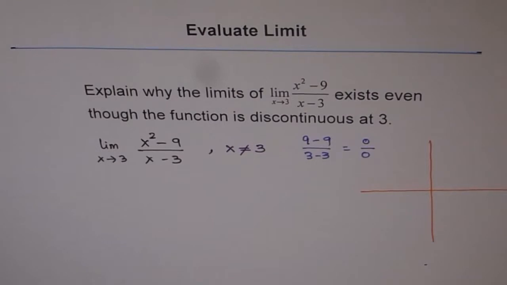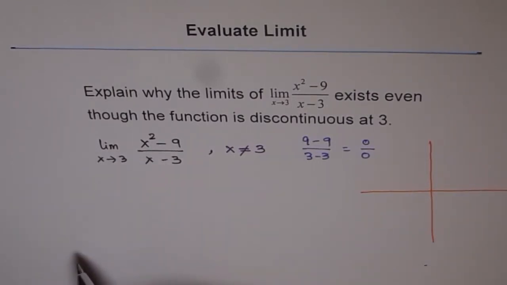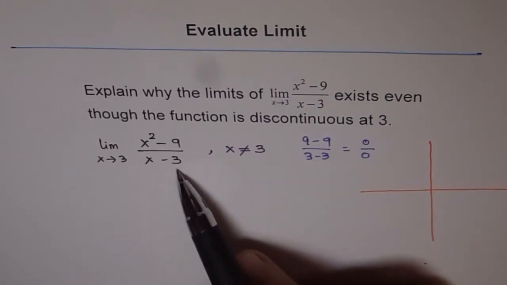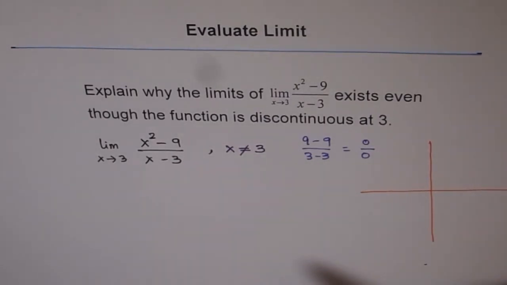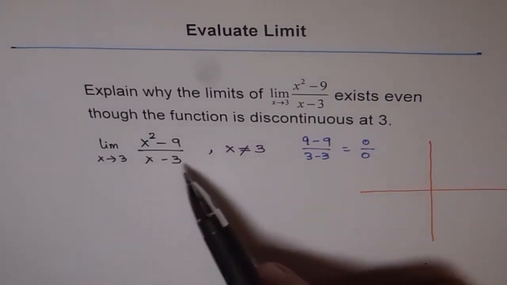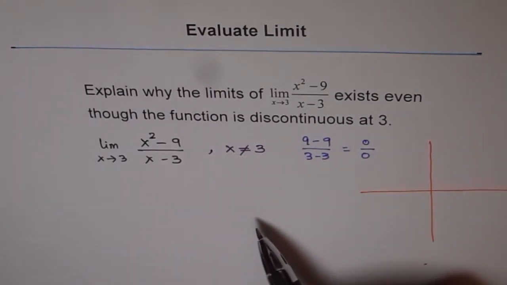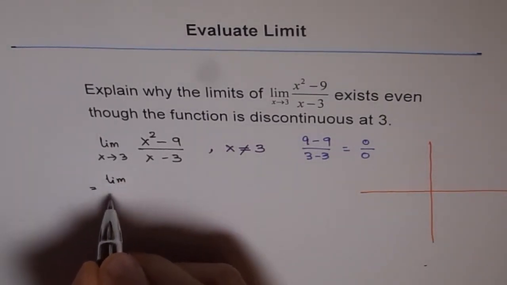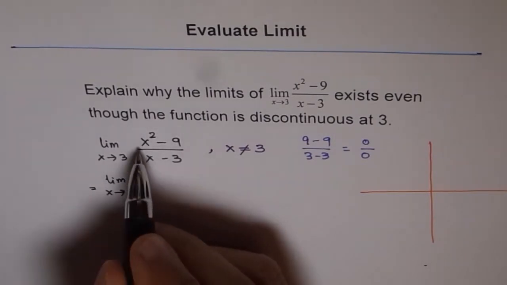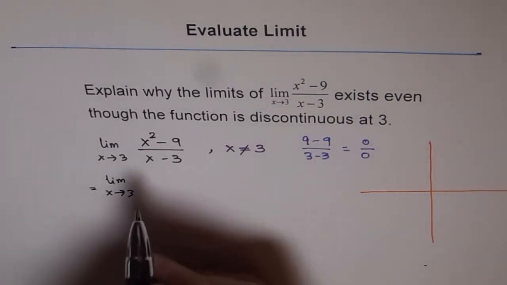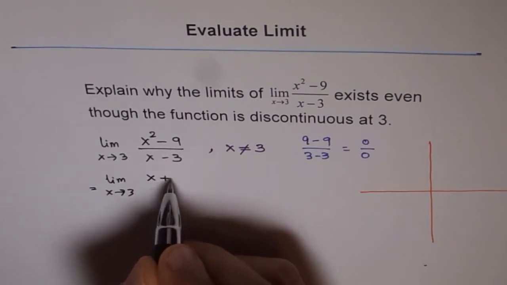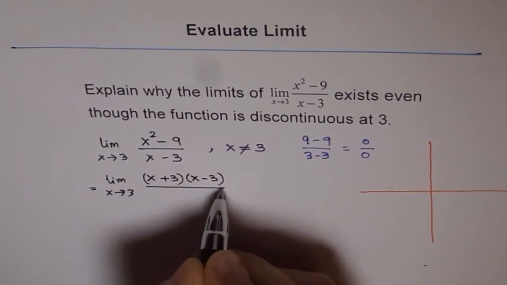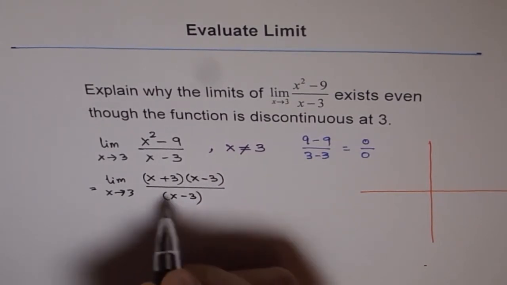For that, we'll try to simplify it. Now, 0 over 0 gives us a hint that x minus 3 should be a factor of the numerator also. Otherwise, we won't get 0 by placing x as 3. So let's factor the numerator. It's a difference of squares, x squared minus 3 squared, so it can be written as x plus 3 times x minus 3. And in the denominator, we get x minus 3 as it is.